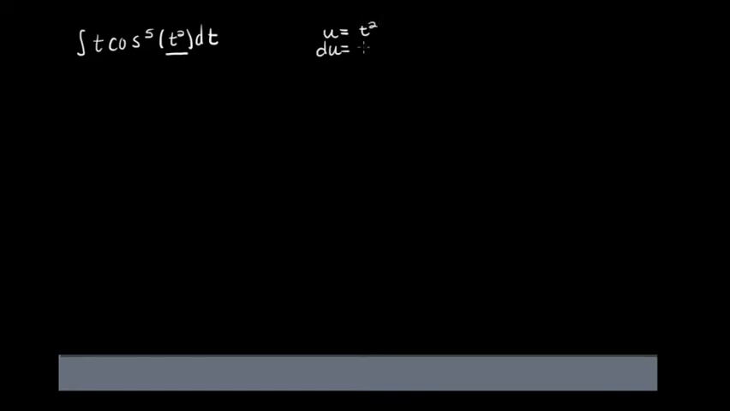So t squared will give me 2t dt. All right, I do not have a 2 anywhere in this problem. I do have a t dt right there and right there. So right here and right here is this portion, but I need to take out that 2. So I'm going to divide it off. So I'm going to have 1/2 du equals t dt.